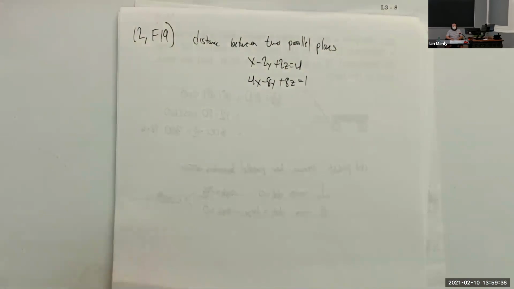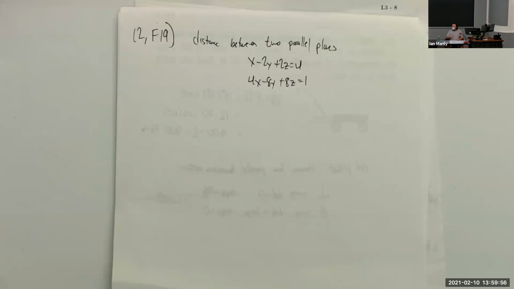Now, technically, they gave you more information than you needed to solve this problem. They could have omitted the word parallel, and they still could have legitimately asked you this question. How could we tell at a glance whether or not these are going to be parallel planes? How do we know just by looking at them?